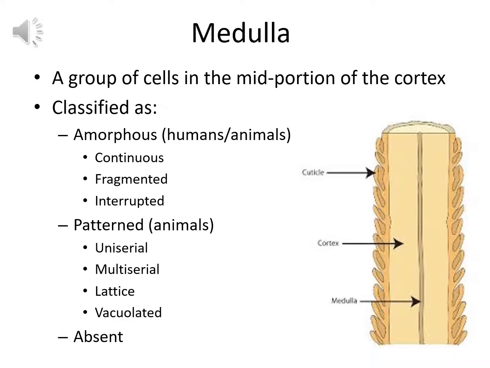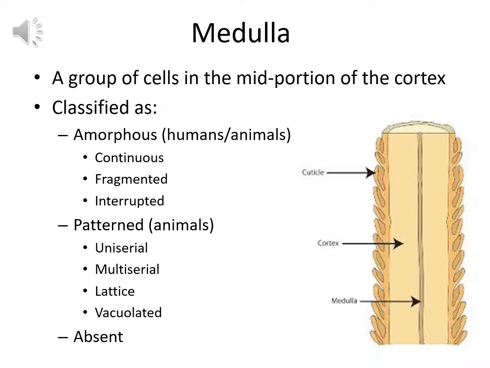Continuous medullae we would expect for humans of Asian descent, African descent, and Caucasian hair tends not to be continuous for the medulla. It tends to be either fragmented or interrupted. So that's one way to distinguish those three major race types, is by the pattern of the medulla.